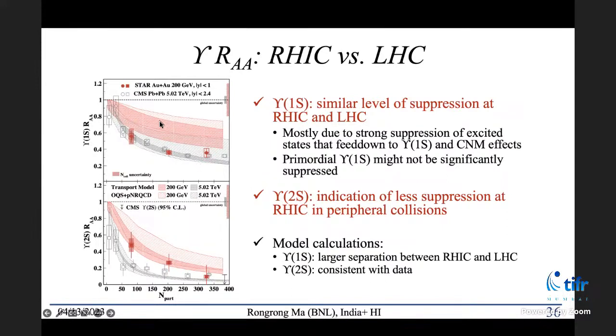You can see that if you just compare the red and the black here, there seems to be a clear difference in the model, that it should be less suppressed at RHIC for Upsilon 1S. But again, I think the results are still consistent, though the difference in the 1S seems to be smaller in data compared to what the model predicts. And on 2S, it also seems to be quite consistent with data.